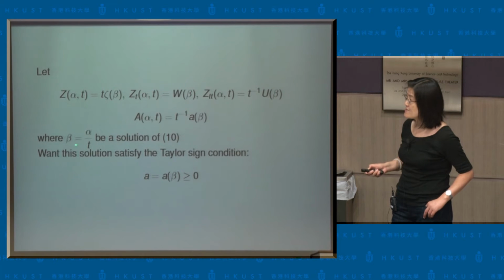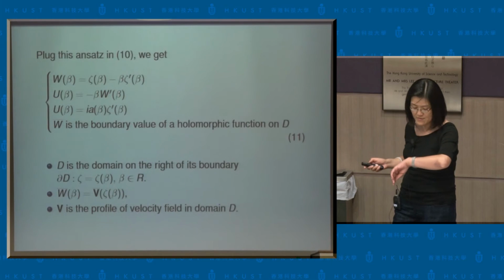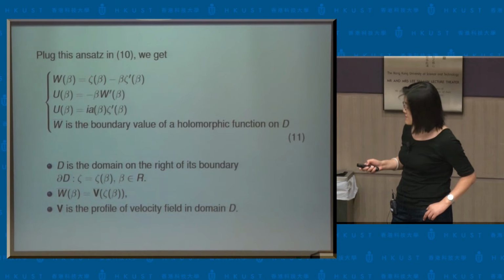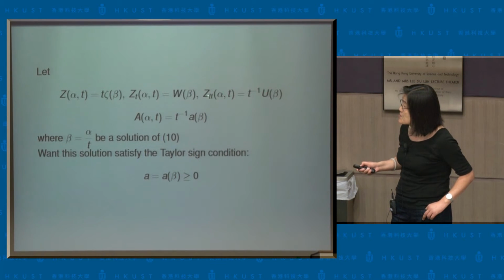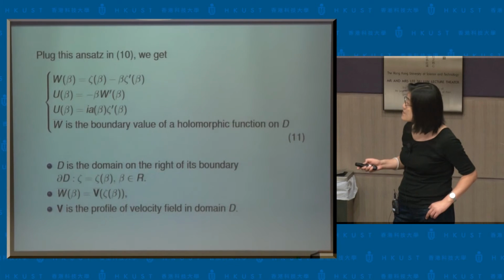Okay, so we just plug in the ansatz. Beta is alpha over t, that's a hyperbolic scaling. That's pretty straightforward. This capital A is t minus 1 times little a, so little a has to be greater than or equal to 0. So keep in mind, u represents acceleration, w is velocity, psi is a wave profile, and a is the Taylor sign condition. Okay, plugging in, we know acceleration is i a times the wave profile.